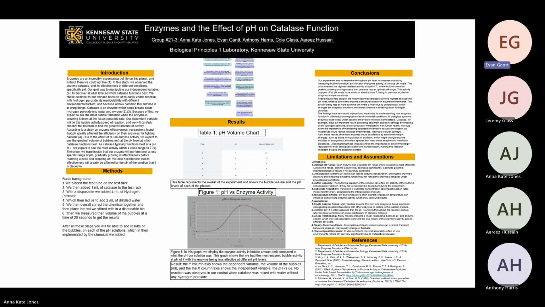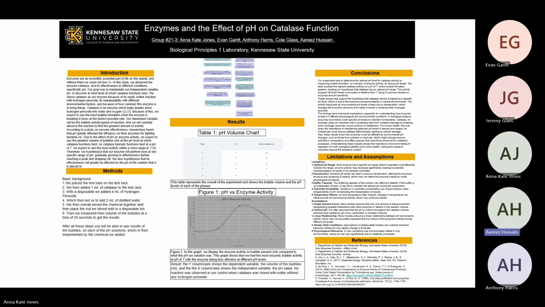For our graph, we displayed the enzyme activity and bubble amount compared to the pH of our solution. Our graph shows that we had the most enzymatic bubble activity at pH 7, with the enzyme being less effective at different pH levels. The Y axis shows the dependent variable, the volume of the bubbles in milliliters, and the X axis shows the independent variable, the pH value. No reactions were observed in our control when catalase was mixed with water without any hydrogen peroxide.